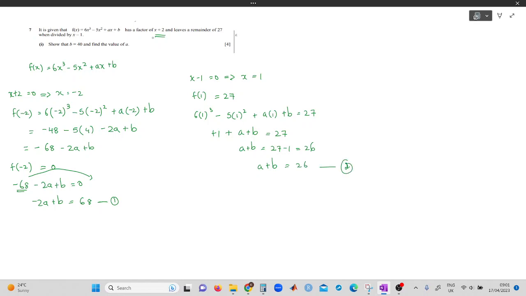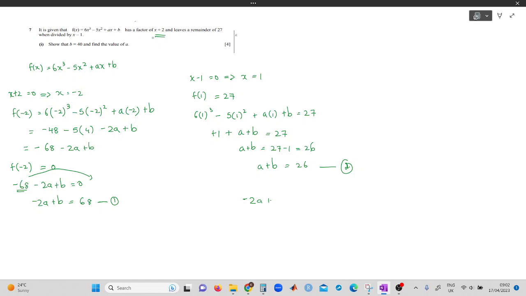Donc là, dis-moi, la question c'est quoi? On me dit to show that b equals 40 and then I have to find the value of a. Donc tout simplement, I can solve simultaneously these two equations. They are two linear equations which I can solve simultaneously. Allez, on met toutes les deux équations ensemble.